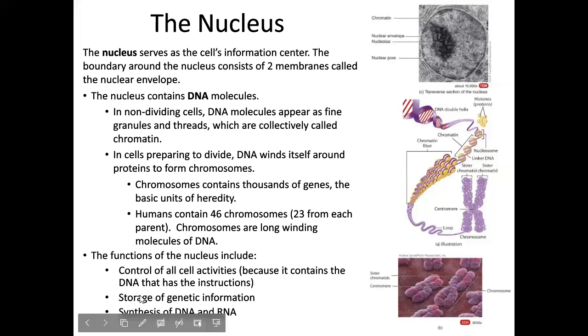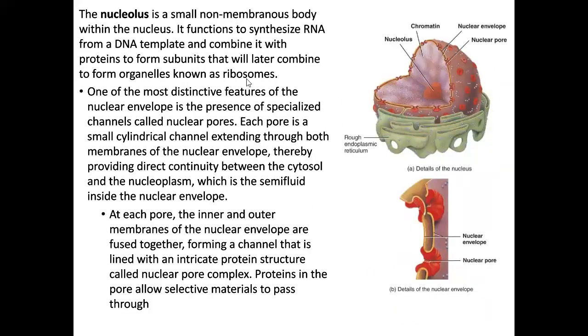Now, overall, what does your nucleus do? It controls all cell activities because it contains the DNA that has the instructions. It stores our genetic information, that's the DNA. And then we synthesize DNA from DNA. That's what we have to do before our cells divide and we split chromosomes. We also synthesize RNA, and that takes place inside of what's called the nucleolus. This is a non-membranous structure within the larger nucleus.